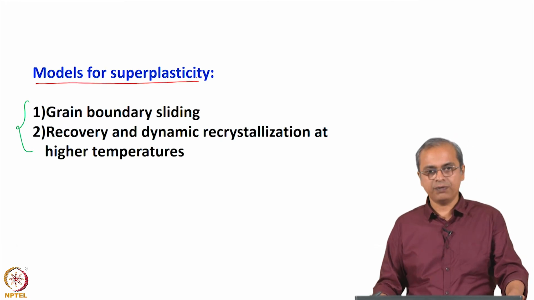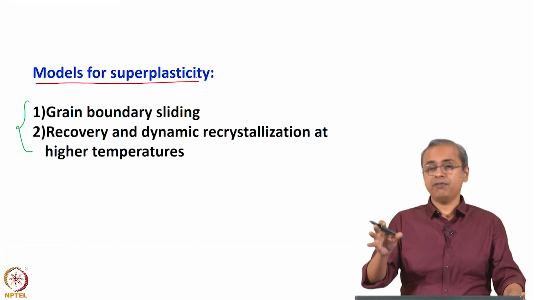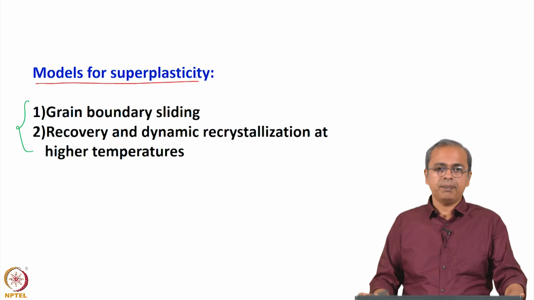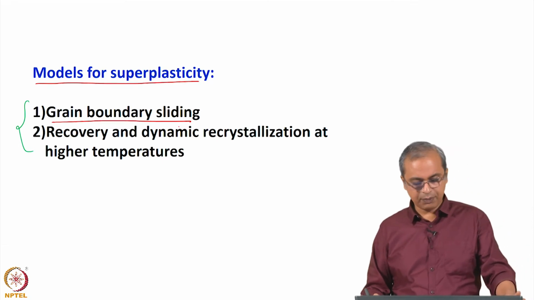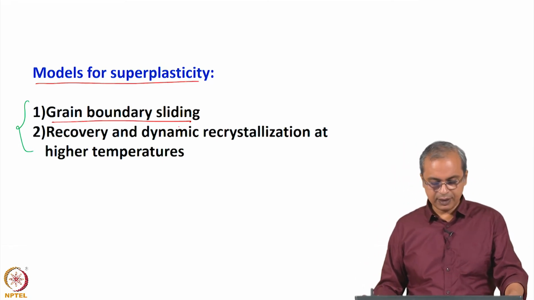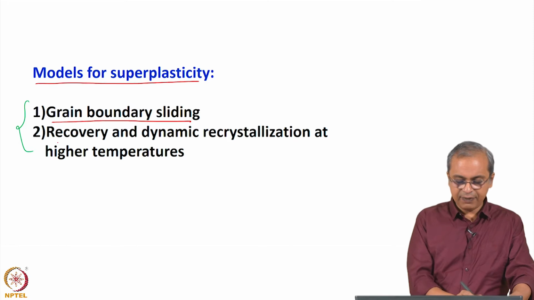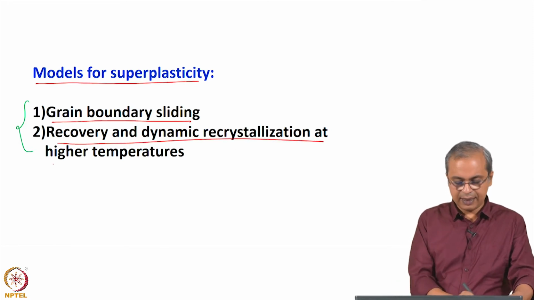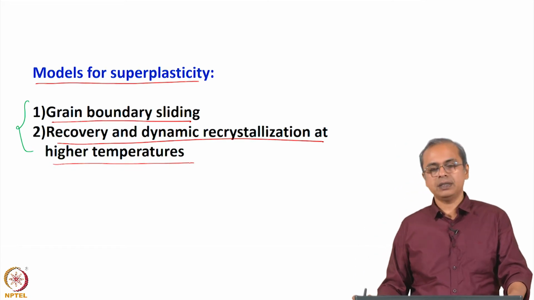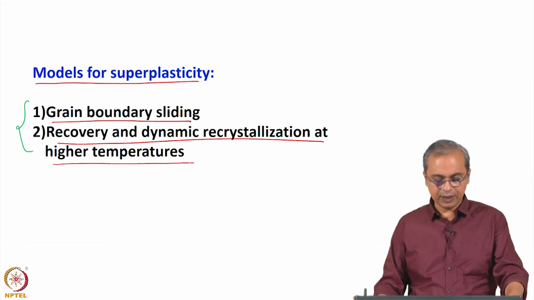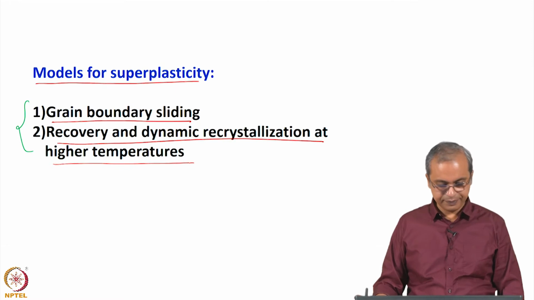You can always think of different models, and it may even be that in different samples you see different models. But importantly, you tend to see these two models. One is called grain boundary sliding, which is I would say the most significant model that we need to consider, and there is also this idea of recovery and dynamic recrystallization at higher temperatures. So, we will briefly look at both these models and see what exactly we are looking at.